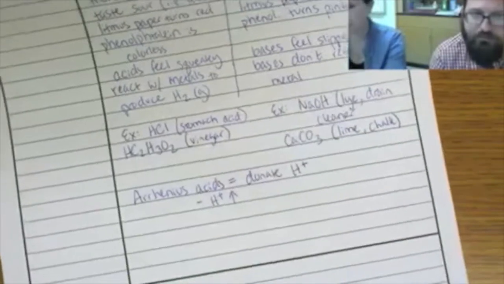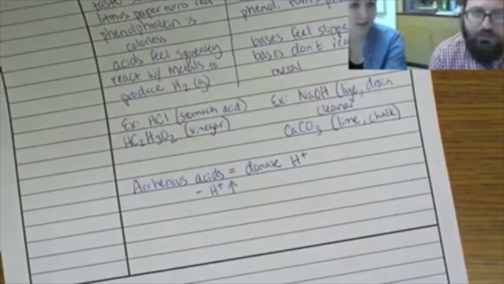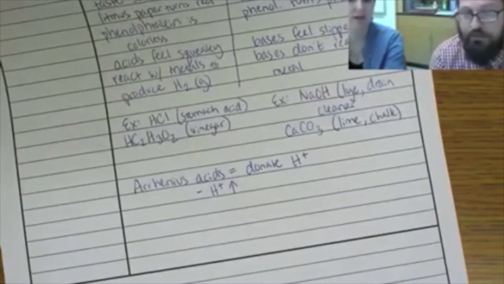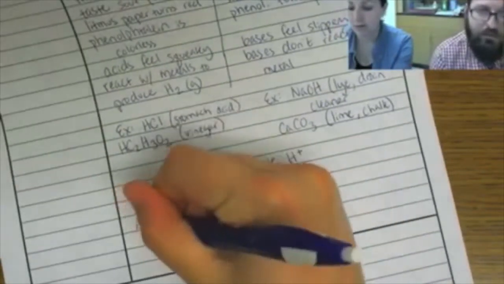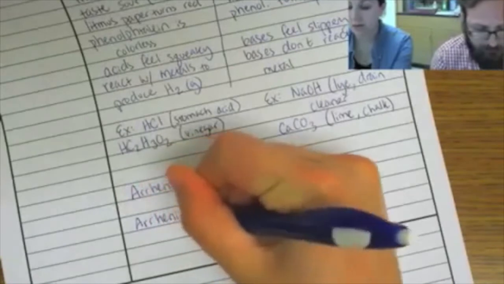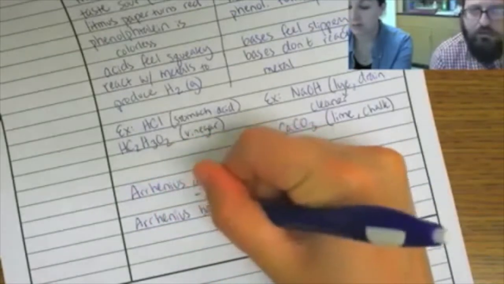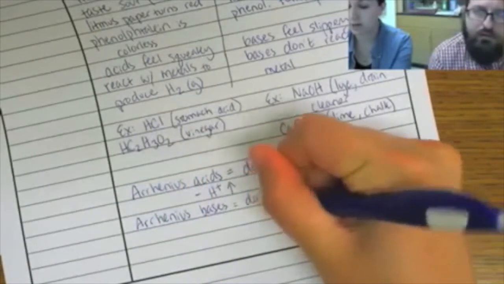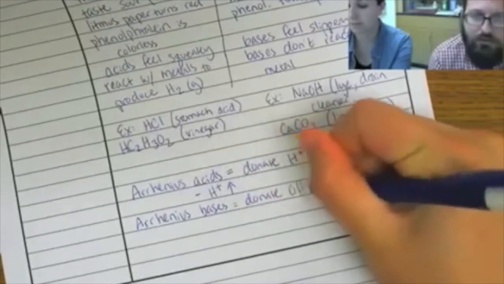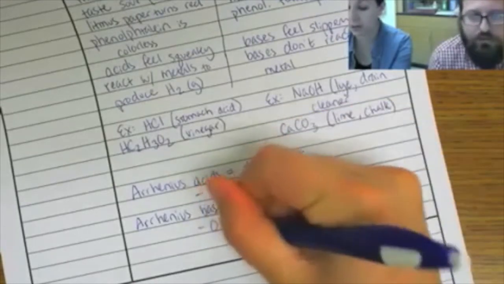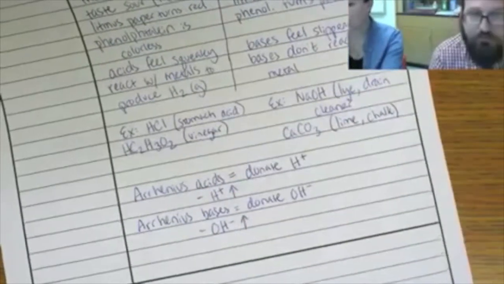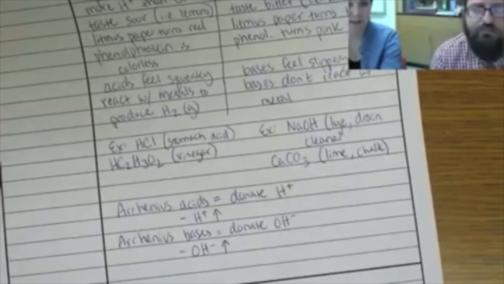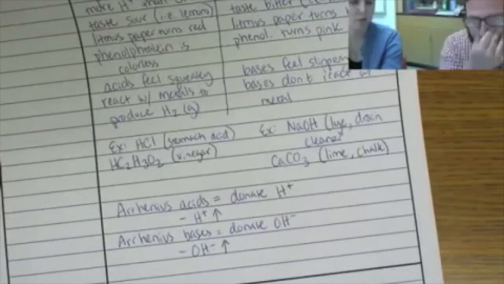Which means that bases kind of do the opposite. They actually donate OHs. That would make sense. Arrhenius bases donate OHs in a chemical reaction. So the OH concentration will go up.